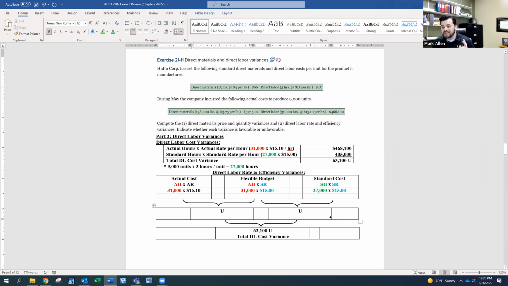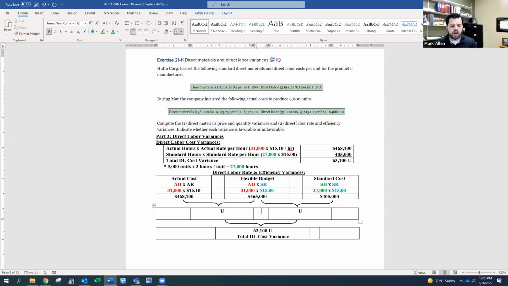What I could not see happen, in other words, is these two be unfavorable and this be favorable. That would not make any sense, right? That would be a clear logic mess up, right? A clear logic error that we would want to correct. So in this case, here we go. 27 times 15, we already did that. That's 405. The 31 times 15.10, we already did that. That's 468,100. 31 times 15 is 30 times 15 plus 1 times 15, which is 465.